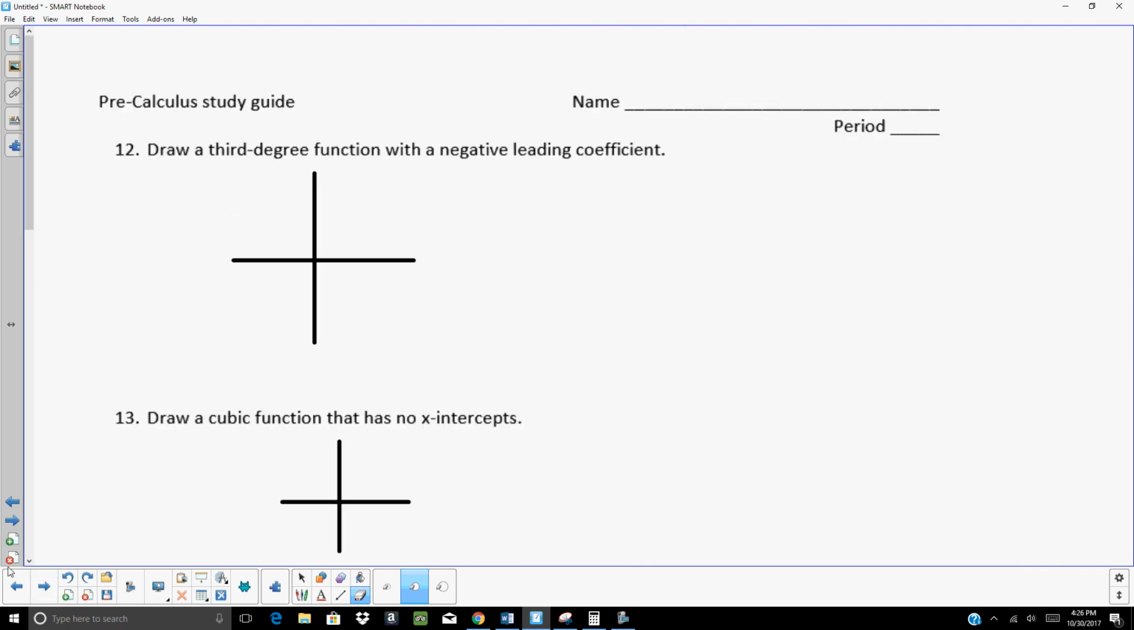All right. Draw a third degree function, so that would be cubic, with a negative leading coefficient. Well, I know my end behavior then is going to be, cubic would be odd. Negative, it's going to be up, down. And it should cross 3 times.